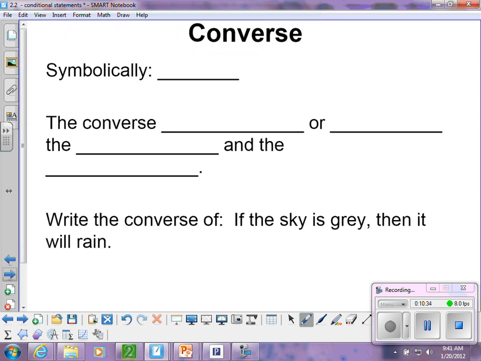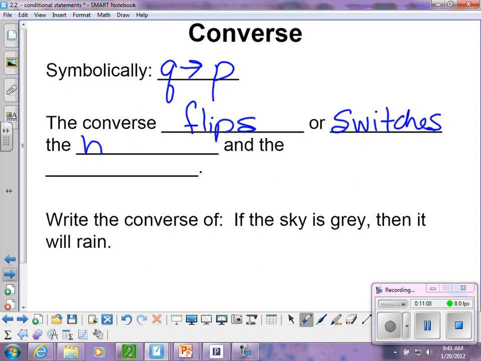All right, the next thing we're going to talk about is the converse. Symbolically, it's Q implies P. Symbolically, how did I represent the conditional? P implies Q. So what did I just do with them? I flipped them, right? I switched them. Those are the two words students always use, flip or switch. I use flip, okay? So the converse flips or switches the hypothesis and the conclusion.